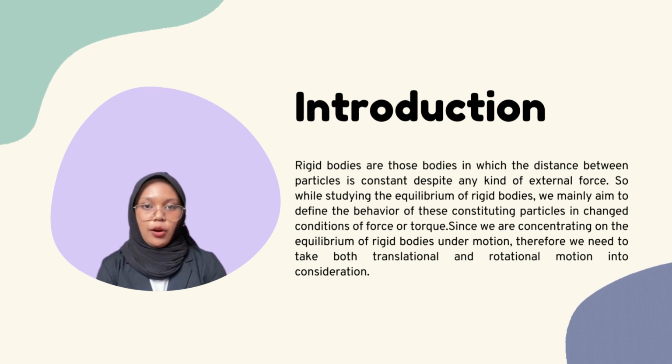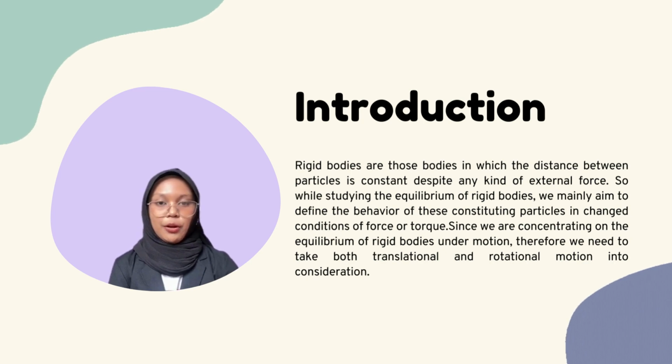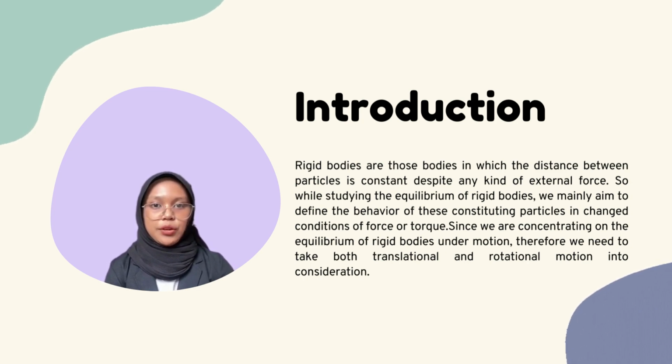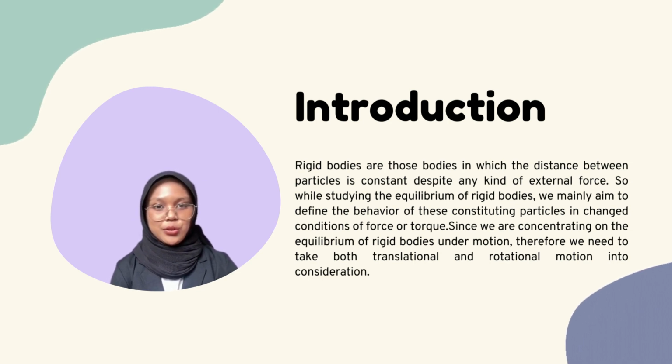Since we are concentrating on the equilibrium of rigid bodies under motion, we need to take both translational and rotational motion into consideration. In the mechanical equilibrium of a rigid body, the linear momentum and angular momentum remain unchanged with time. This implies that the body under the influence of external force has neither linear acceleration nor angular acceleration. We can therefore say that if the total force on a rigid body is zero, then the body shows translational equilibrium as the linear momentum remains unchanged despite the change in time.